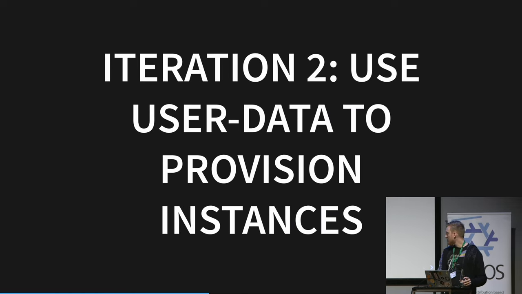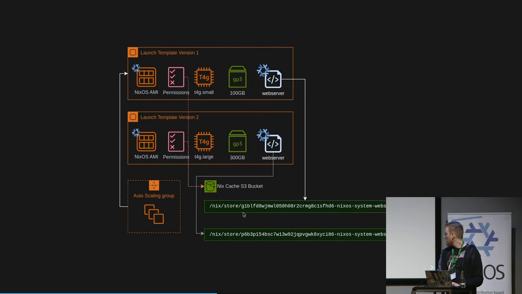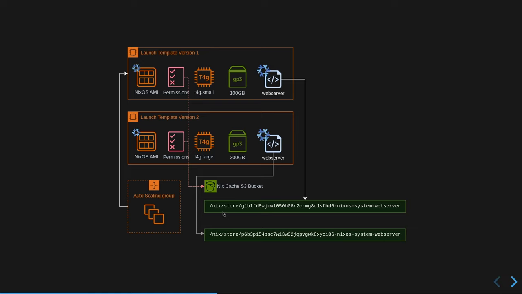So in our second iteration, we decided to stop using images, but instead use user data to provision instances. And what this means in practice is we annotate our launch templates with the Nix store path that we want to deploy. So our launch template version 1 points to this Nix store path and has permissions to fetch that Nix store path from the S3 bucket. And launch template version 2 points to the new version of our web server with a different store path and also has permissions to access it.